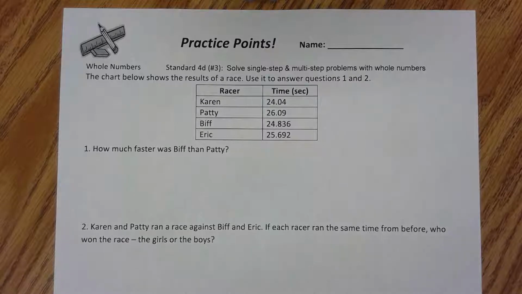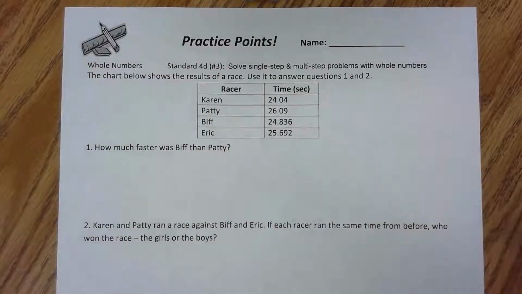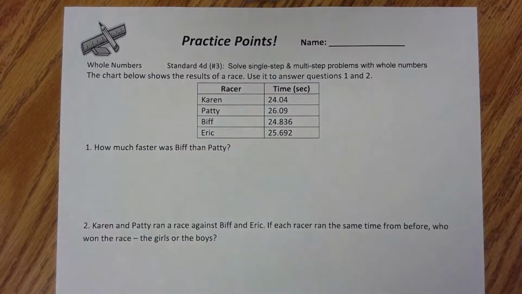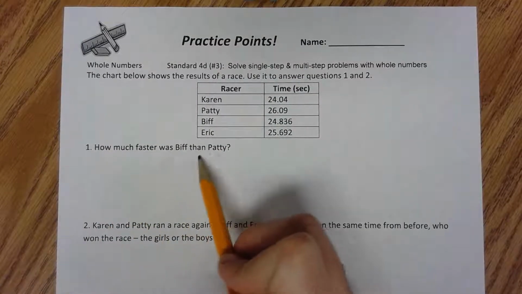Today we're going to be looking at multi-step problems using a chart, and we're going to be doing this through practice points 20, page 4. It says the chart below shows the results of a race. Use it to answer questions 1 and 2. Question 1 says, how much faster was Biff than Patty?